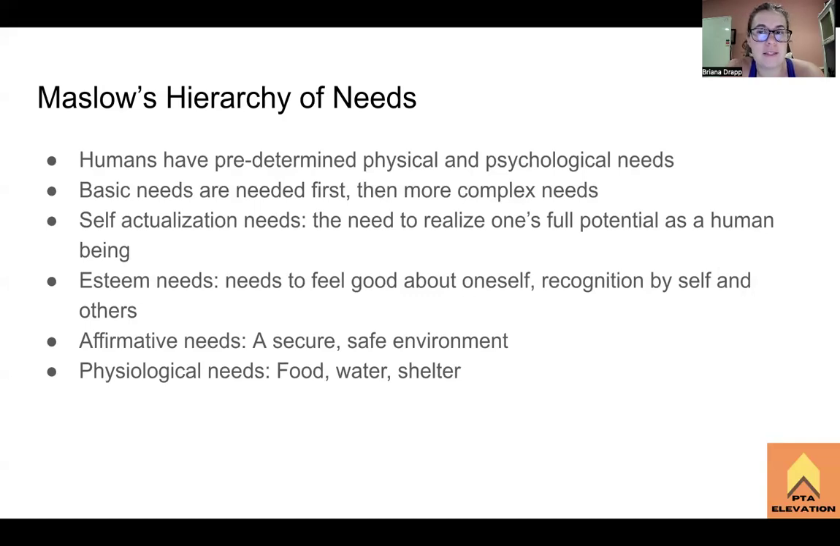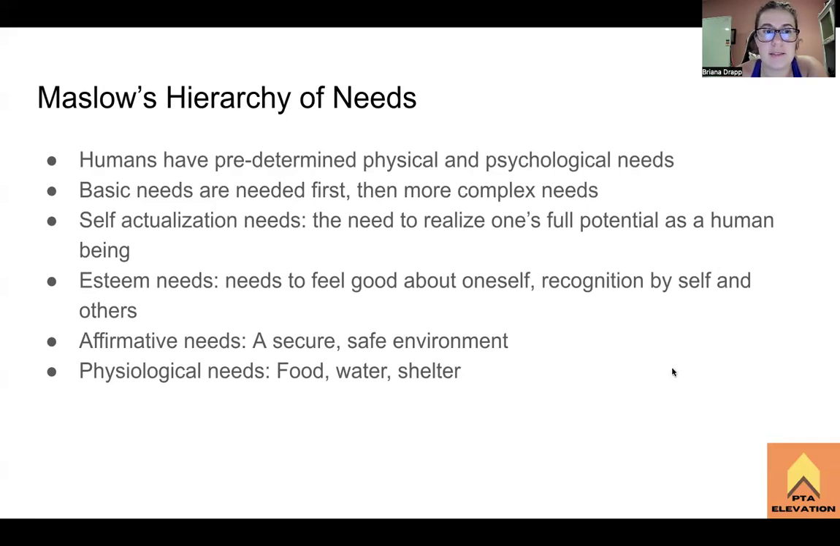Again, I feel like this is more relevant in clinical practice, and you're probably hearing me say all this and thinking, duh, but this is also just in the book stuff. Affirmative needs: they need a secure and safe environment for learning and understanding things. And then the physiological needs are the things we think of as our basic needs: food, water, shelter, all of those sorts of things.